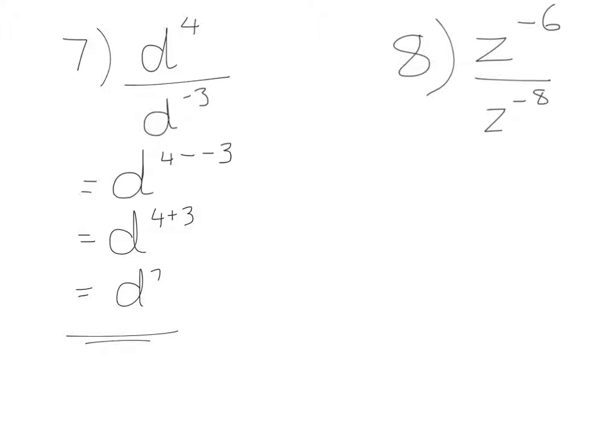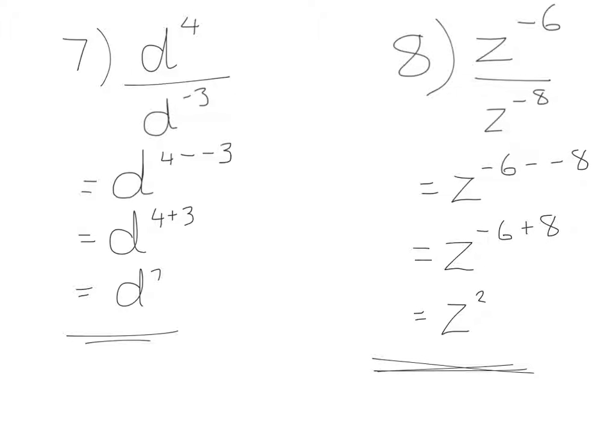Okay, number 8. We are dividing, so I can take away the powers. So it's minus 6, and I'm taking away minus 8. So it's minus 6 take away minus 8. I've now got two negatives right next to each other. So those two negatives will become a plus. So it's going to be z to the minus 6 plus 8. Minus 6 plus 8 is 2. So I'm going to have z squared. Okay, so you just got to make sure you're happy with your negative number properties, as it can get a wee bit tricky as we're going on.